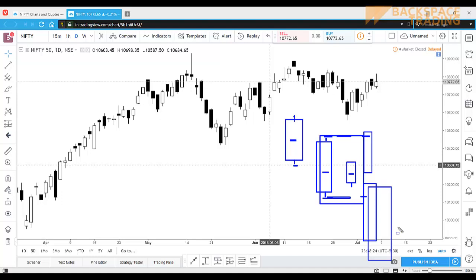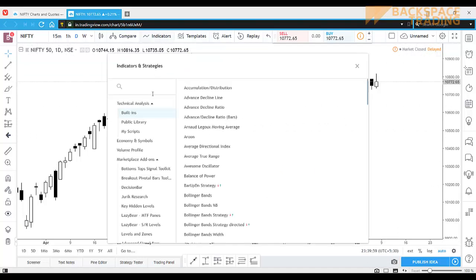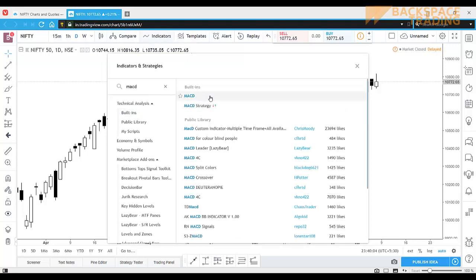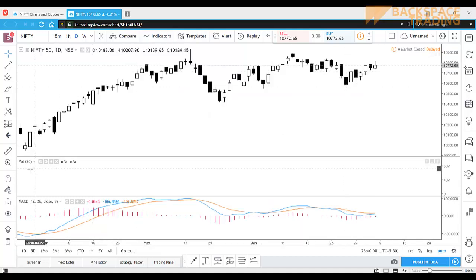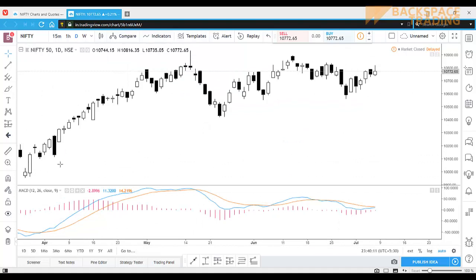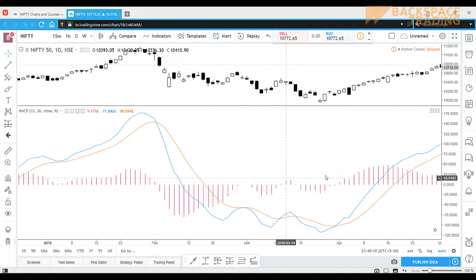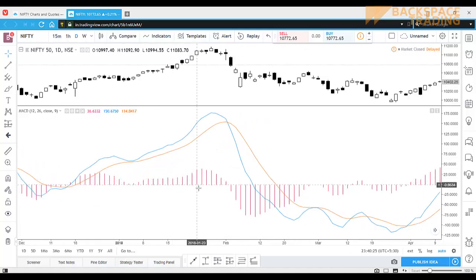And now comes the MACD. Let me just pick an indicator called MACD. I'm going to type in MACD and choose the first one, and close. I'm not going to pick volume now, so I'm going to close this. This is your MACD indicator. It is more or less like a moving average.